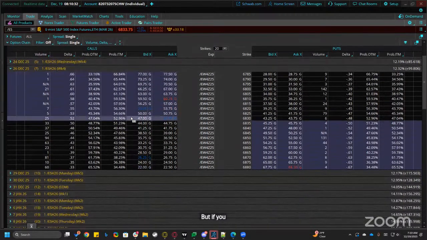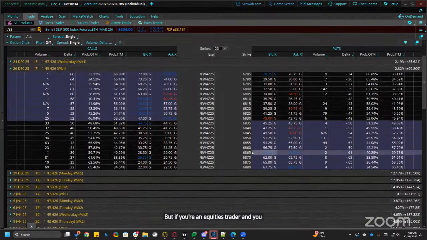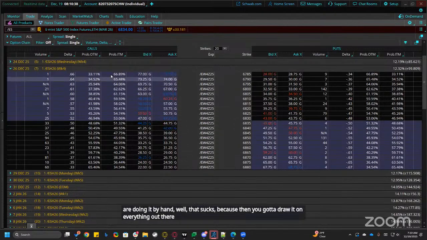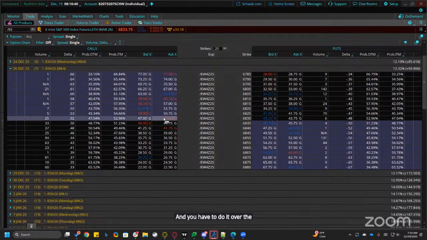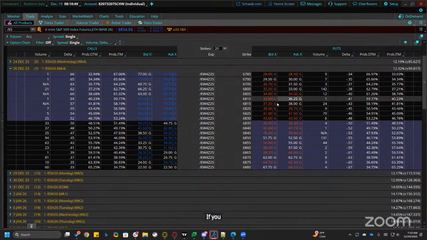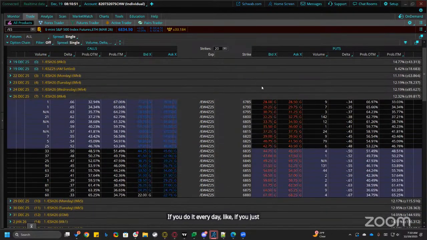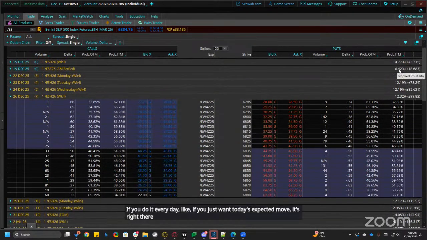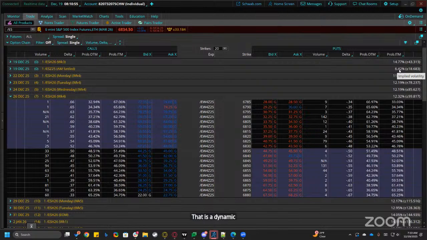But if you're an equities trader and you are doing it by hand, well, that sucks, because then you've got to draw it on everything out there, and you have to do it over the weekend, because we're using an expected move that is locked on Friday. It's static. If you do it every day, like if you just want today's expected move, it's right there. That is a dynamic expected move. It's moving. It is dynamic. We don't want the dynamic one.